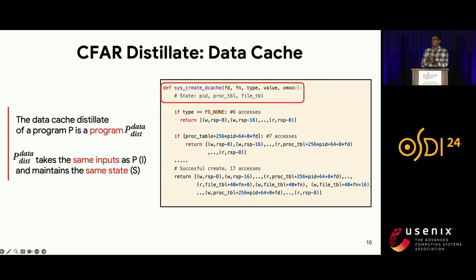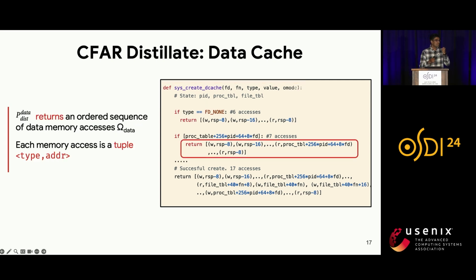So first and foremost, the distillate of a program is another program. And the distillate is going to take in the same inputs as the program and maintain the same state. So for example, the distillate here takes the same inputs, such as the file name, the file type, and so on and so forth, and maintains the process table and the file table. The key difference is in what the distillate returns. Instead of computing the correct semantic or functional outputs, the distillate is going to return an ordered sequence of memory accesses. And each memory access in that sequence is a tuple consisting of a type and an address.